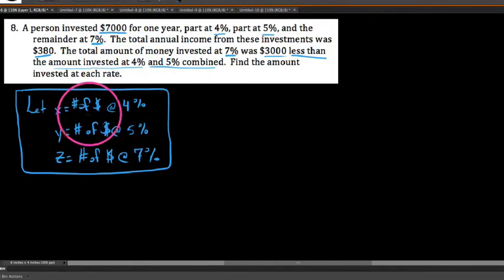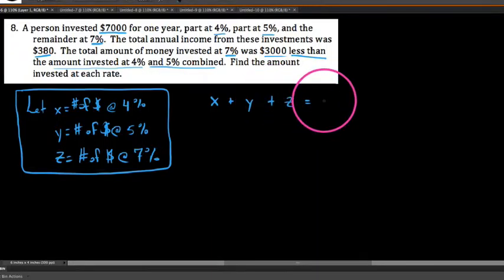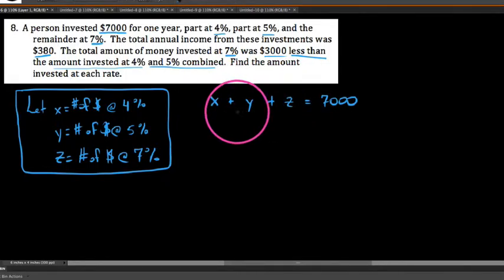And so since we have the amounts invested in each individual account, if we want the total amount invested, we would just say the number of dollars at 4% plus number of dollars at 5% plus the number of dollars at 7%. This would have to come out to be 7,000 total dollars. And so in terms of equations, at least with investment equations, oftentimes you'll see a totals equation that says the total of all of your stuff here comes out to be this.